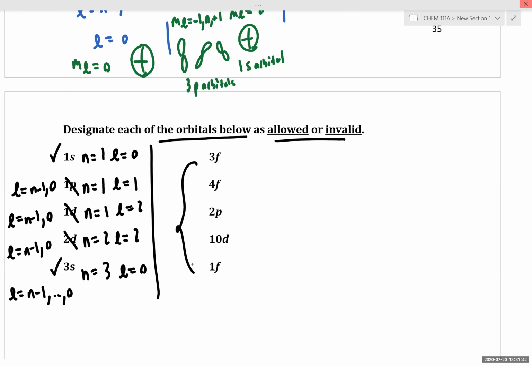And don't be shy to share your responses for any of these 5 orbital depictions in the chat. And we'll discuss this example in another 2 to 3 minutes.